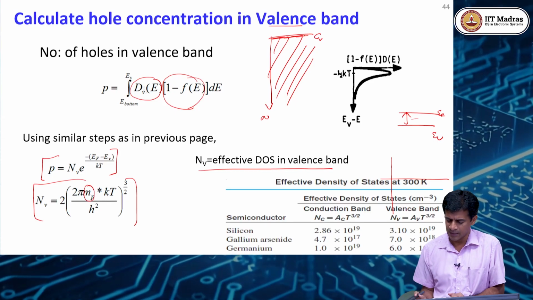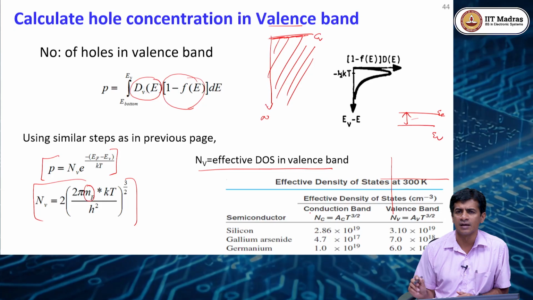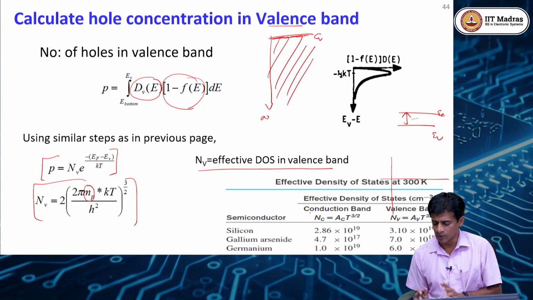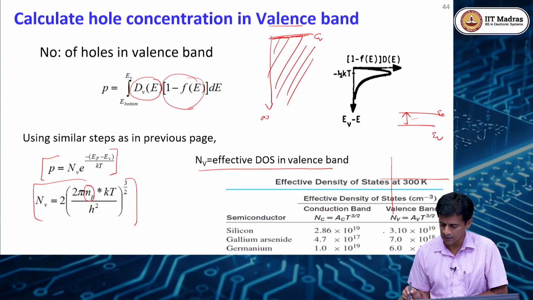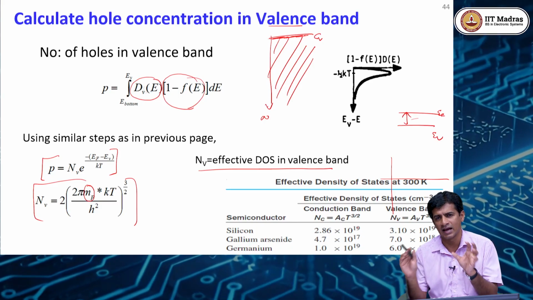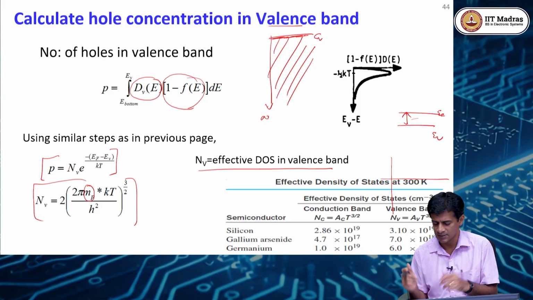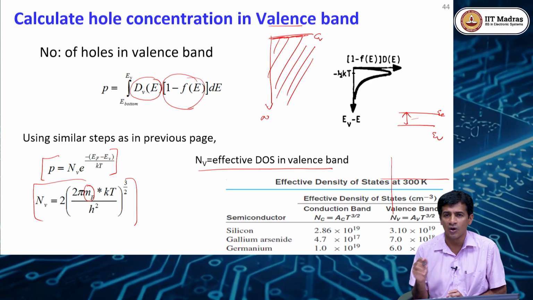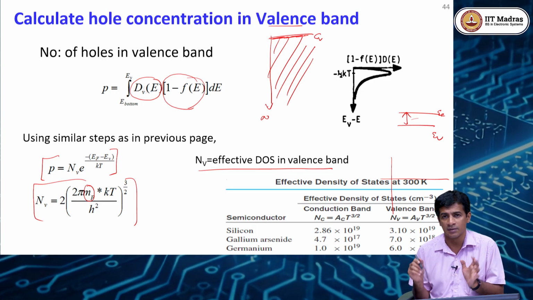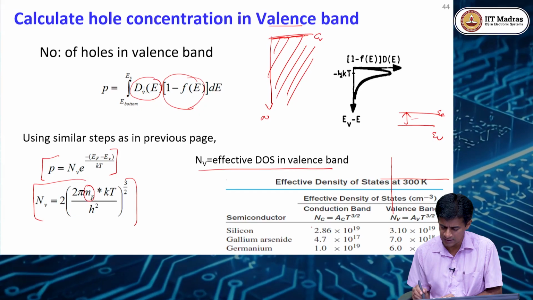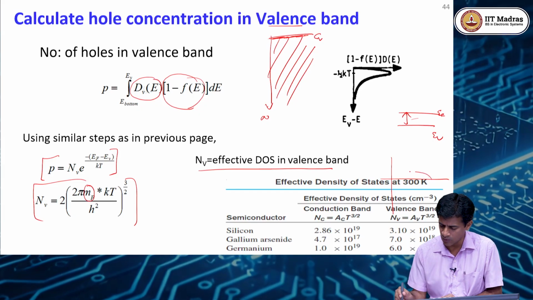So these are some numbers. There is still some debate about what the exact numbers are. That is why you may see slight variation in these numbers between textbooks. But at least you should know the order of these numbers. That is very, very important. So you can see for silicon, these are all at room temperature.